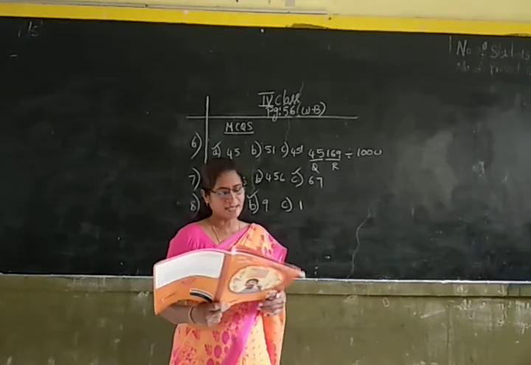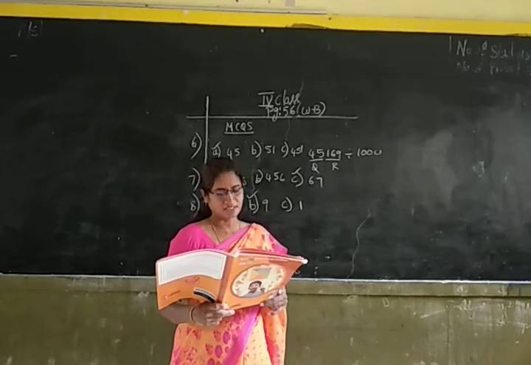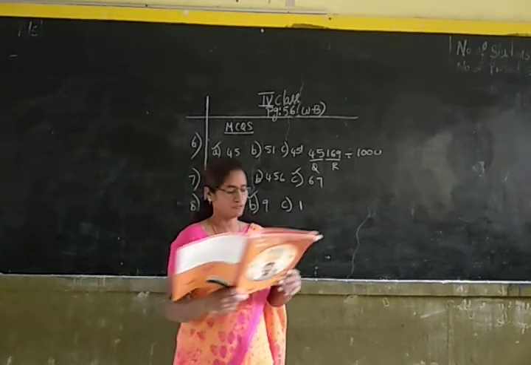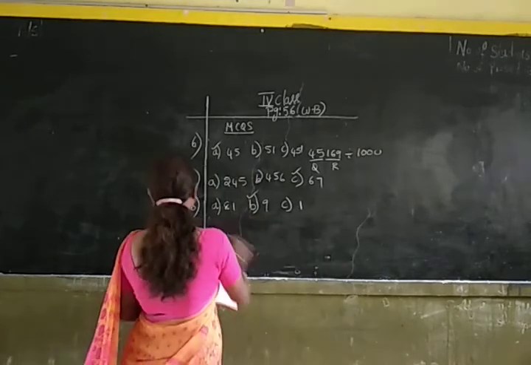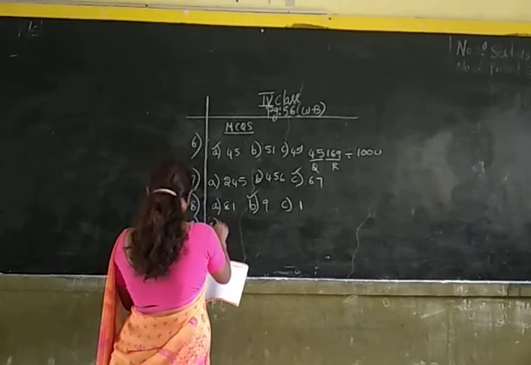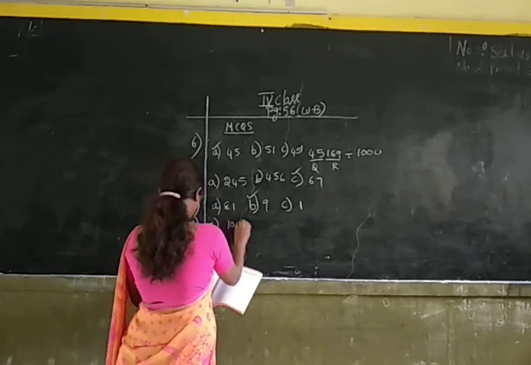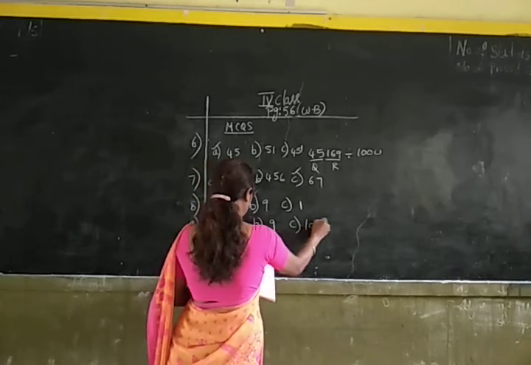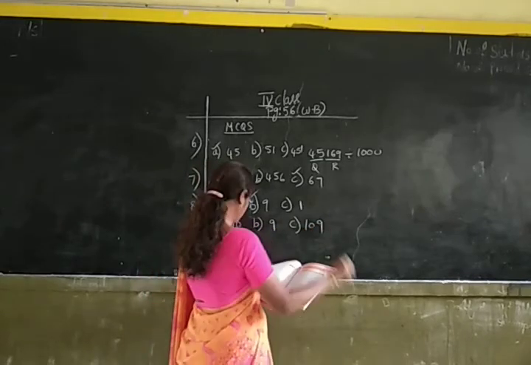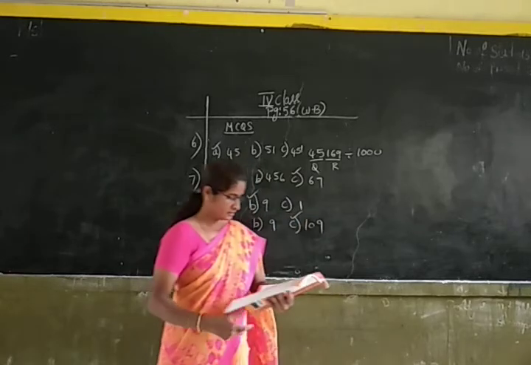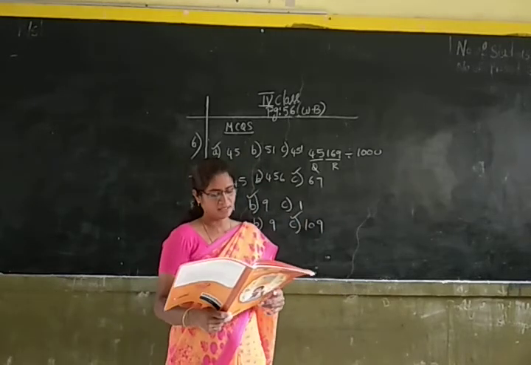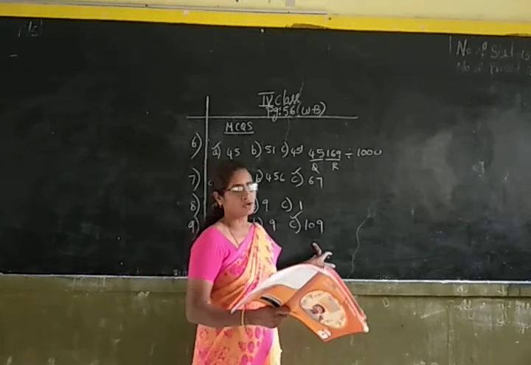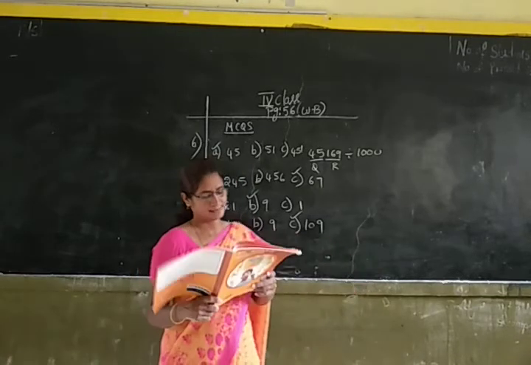Okay children. Dash minutes are there in 6,540 seconds. So here the options are A 100, B 9, C 109. So all of you take the option C. Here you have to divide 6,540 with 60 and you will get the answer as 109. So all of you take the option C.